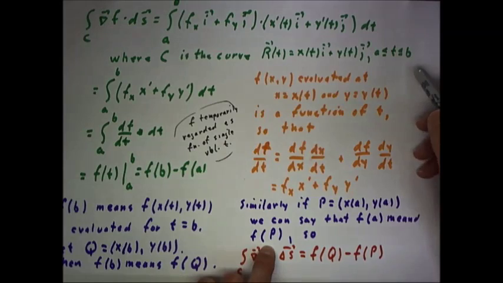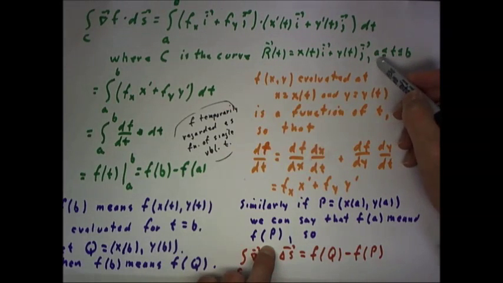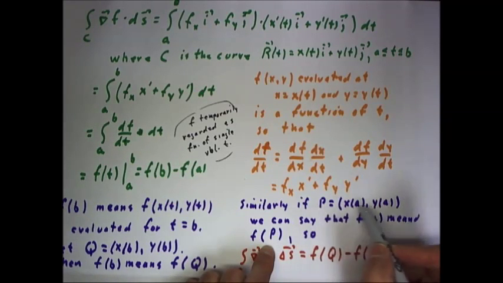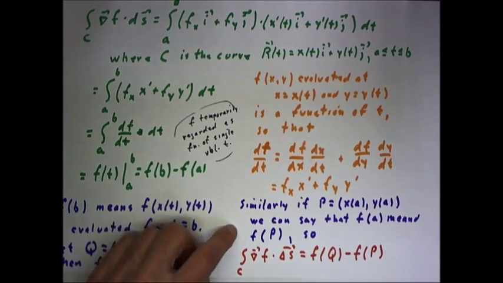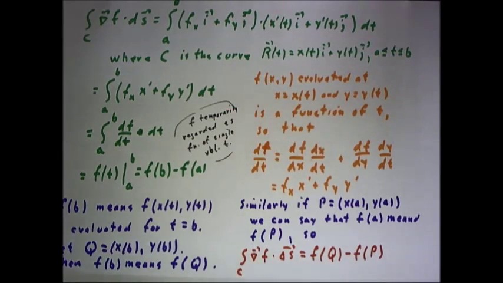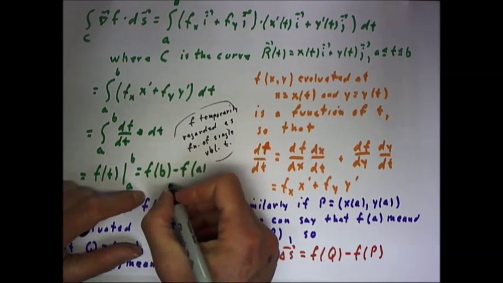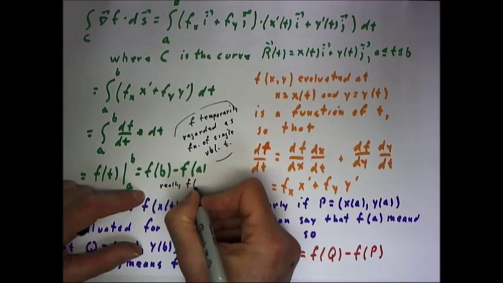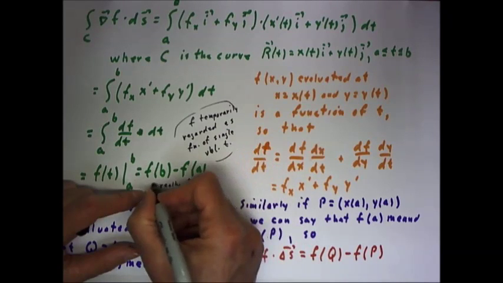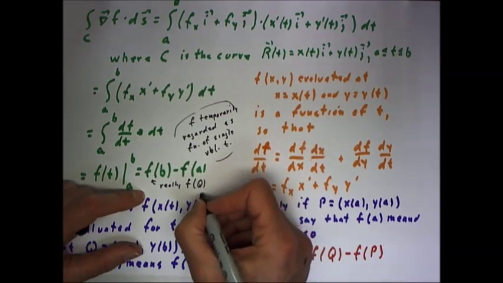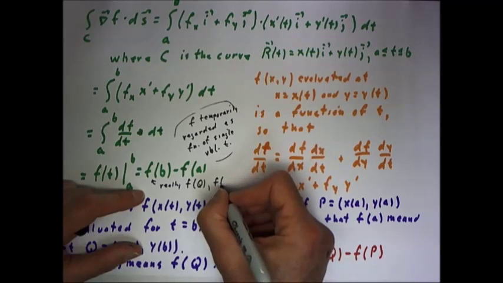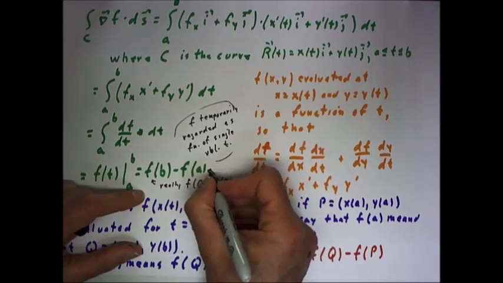A is a value of t at the initial point of this curve, and f of a then means f evaluated at the point x of a, y of a, the point we call P. Now with this notation, we see that f of b really means f of q, and f of a really means f of p.